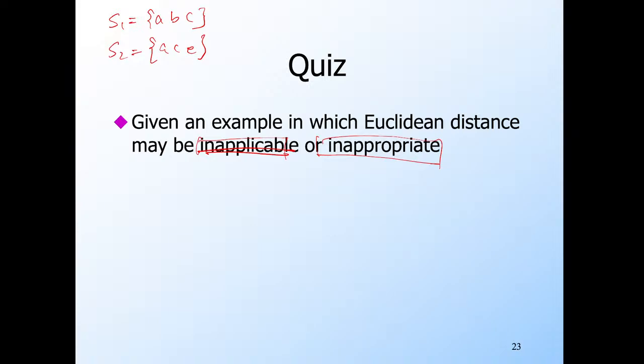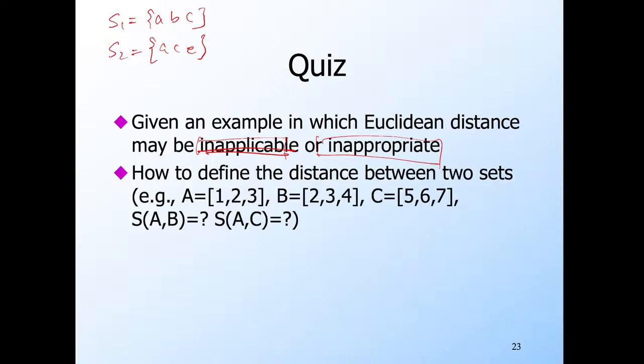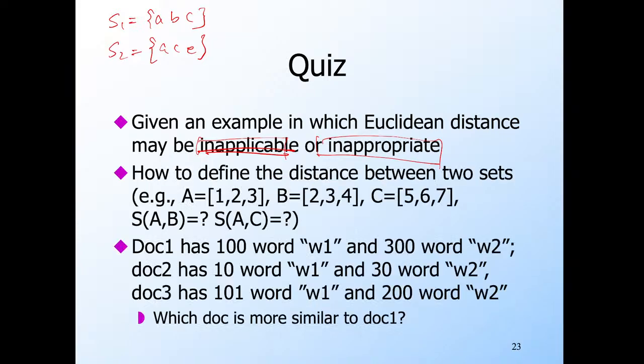Okay, so let's see. I think I have an example somewhere. Yes, let me use this one as an example. Suppose document 1 has 100 word 1 and 300 word 2. Document 2 has 10 word 1 and 30 word 2. Document 3 has 101 word 1 and 200 word 2. Then which document is more similar to document number 1?